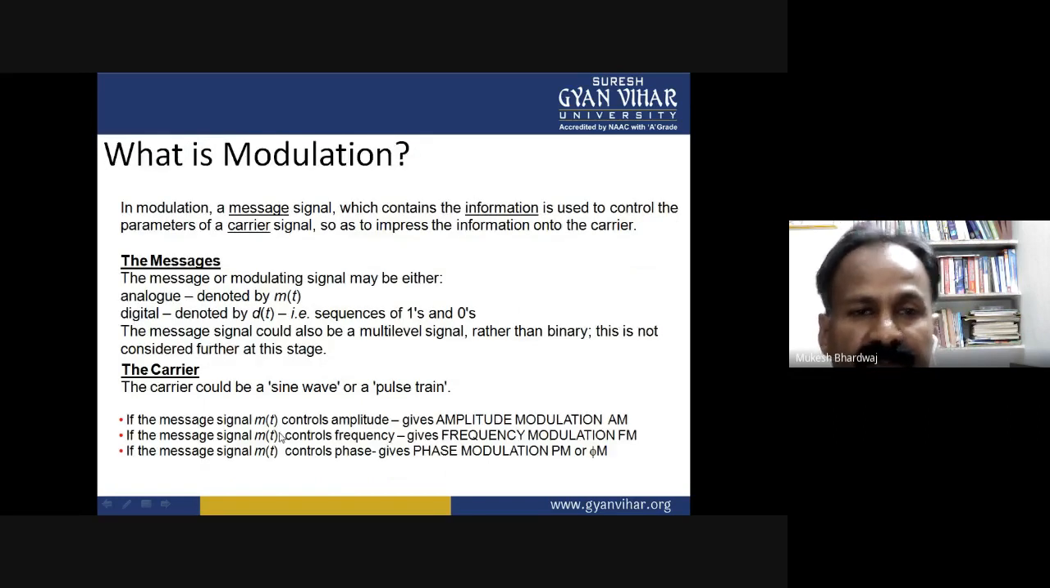What is modulation? In modulation, a message signal which contains the information is used to control the parameters of carrier signals so as to impress the information onto the carrier. The message or modulating signal may be either analog, denoted by m(t), or digital, denoted by d(t), that is a sequence of ones and zeros. The message signal could also be a multi-level signal rather than binary. This is not considered further at this stage. The carrier could be a sine wave or a pulse train.